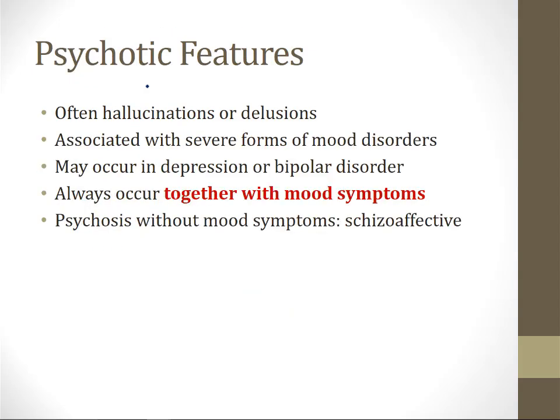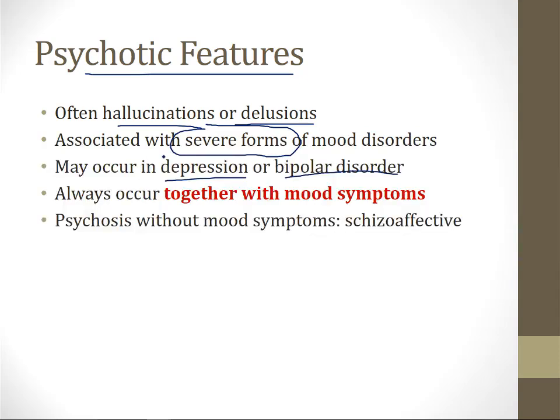Some patients with mood disorders develop psychosis or psychotic features. Often this is hallucinations or delusions. These occur in severe forms of mood disorder, and the word severe is important. This can happen in depression or bipolar disorder, but it's going to happen to someone who is very, very unwell. So for example, a patient with a major depressive episode and suicidality, that patient may develop psychotic features.